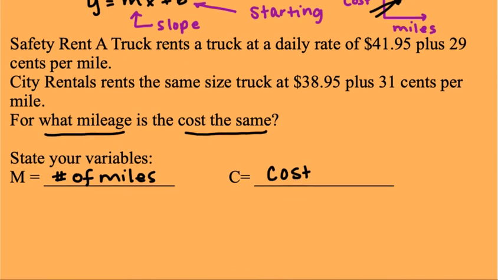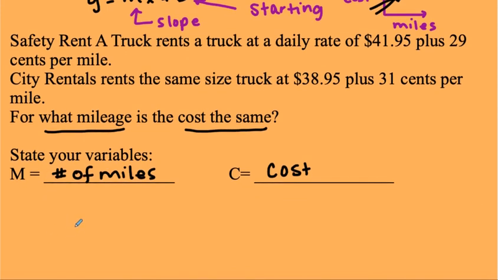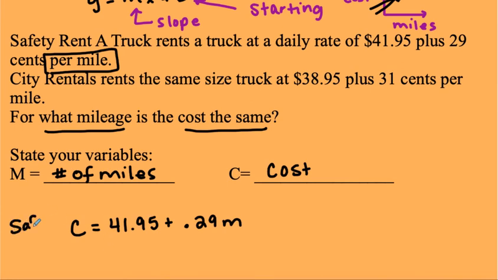All right, so let's see what we've got here. Safety rents a truck: we're going to have C equals $41.95 plus 0.29M. 29 cents per mile. There's that per mile, that rate of change for every 1 mile. And that's Safety. I'll label it for myself. And then we've got City Rentals, the rental truck. So that's going to be C equals 38.95 plus 0.31M.